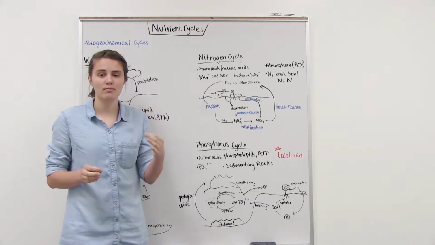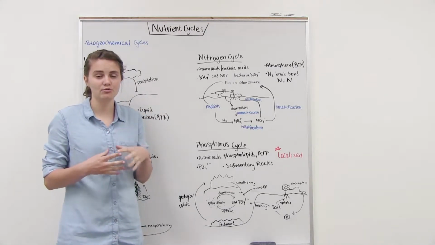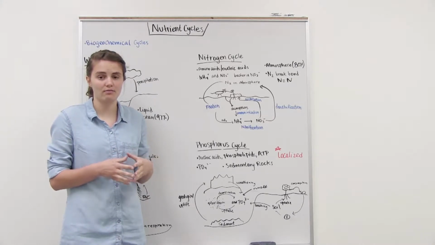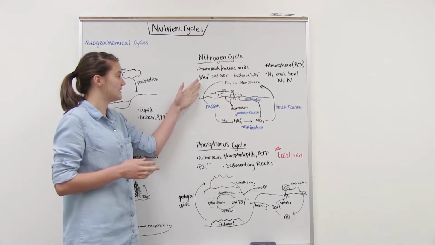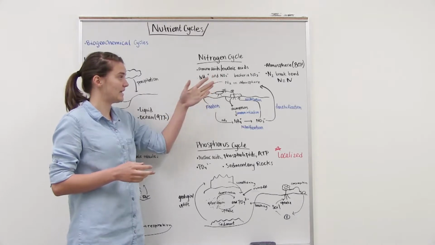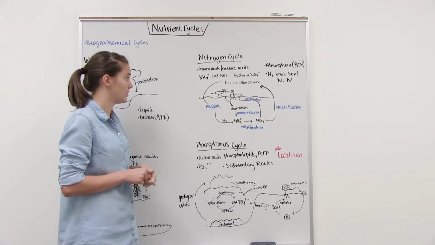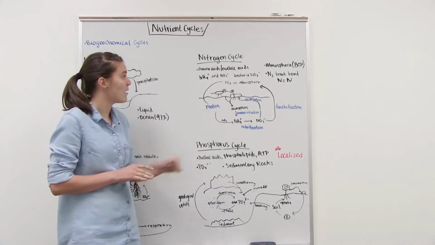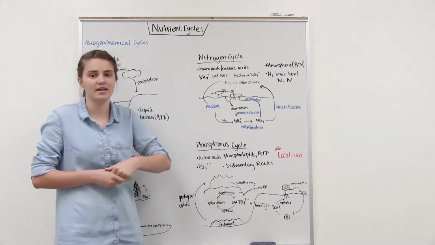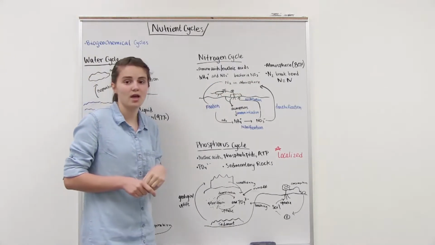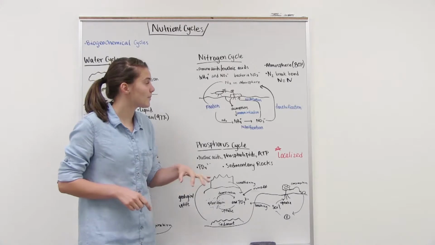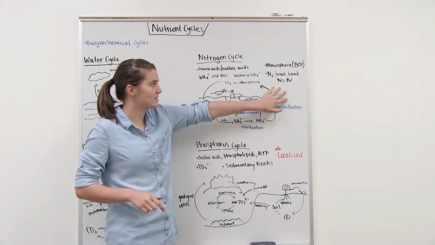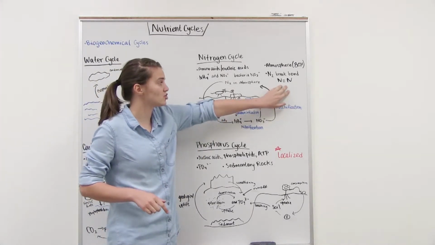But the main form that plants can uptake or use to make their organic forms of nitrogen is ammonium and nitrate, so NH4+ and NO3-. Bacteria can also uptake nitrite, NO2-. However, the nitrogen that is formed in the atmosphere is N2, and so it has this triple bond.